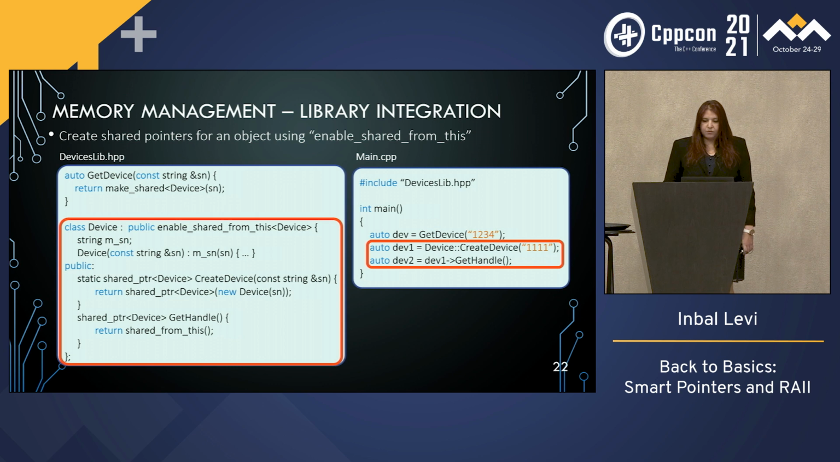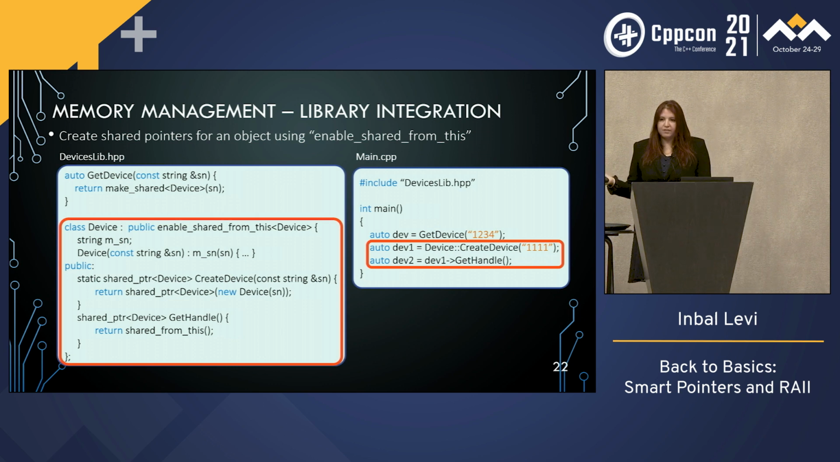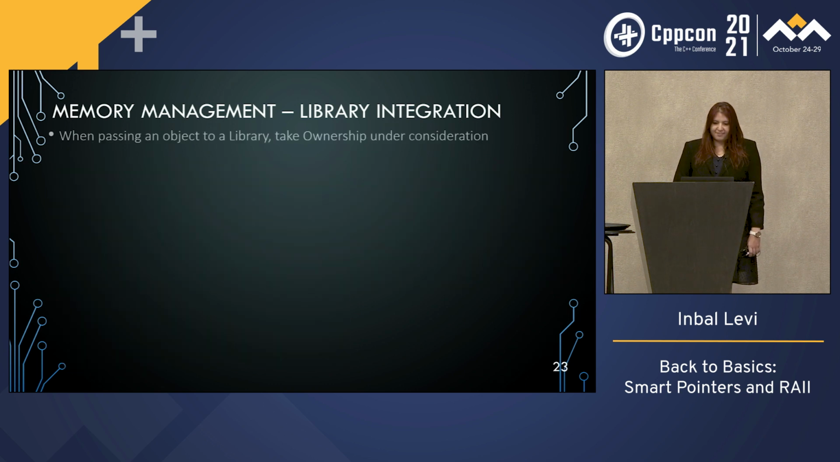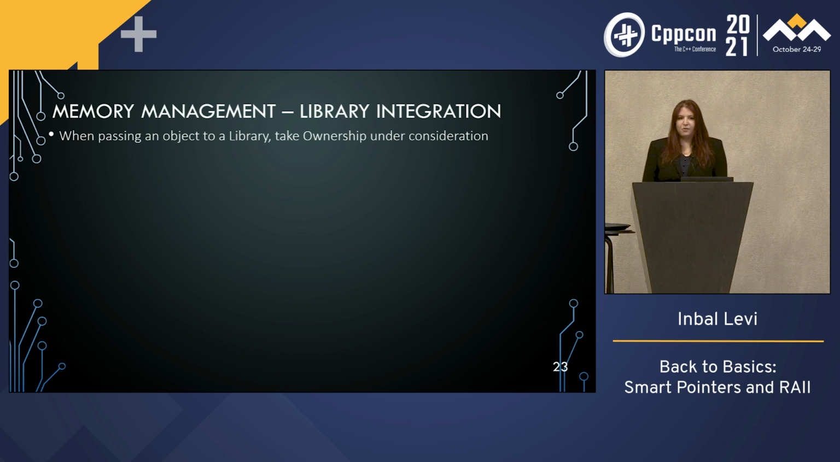So the way to use that would be, first of all, I create a device. Dev1 is a new device. It got SN 1111. And then instead of calling the wrapper functions that we saw in the previous slide or something similar, what I do is call my getHandle function to get a shared pointer for this device, and this will work. Great. All right, any questions so far?